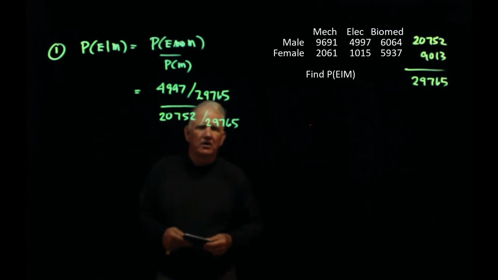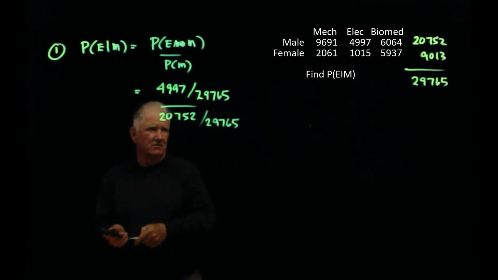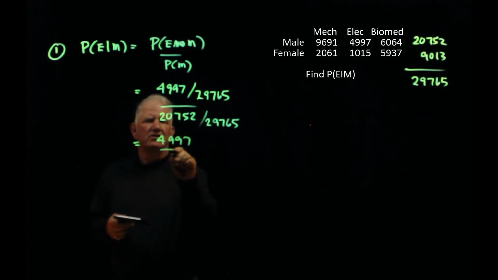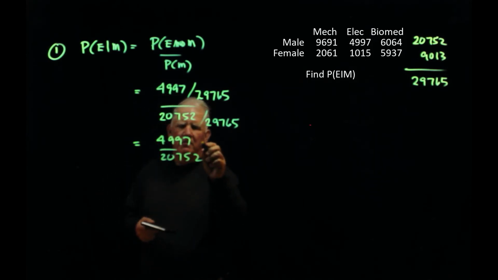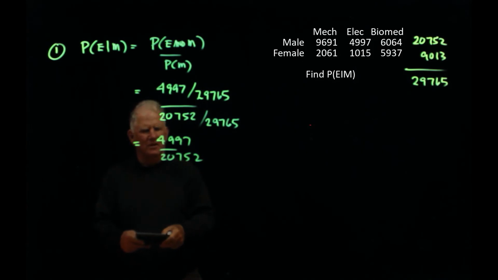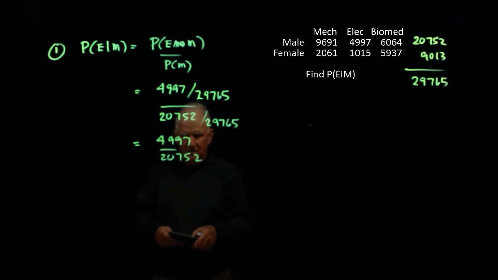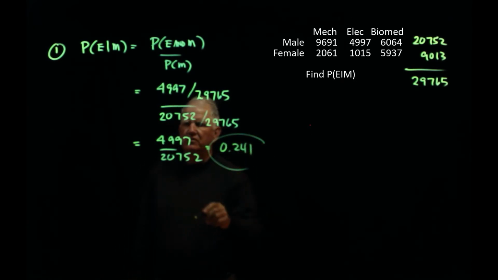For those of you who are comfortable with fractions, you can see that I can multiply the top and bottom of this fraction by 29,765, and I would just end up with 4,997 all over 2,752. I've done that problem, and I'm going to do it again right here. 4,997 divided by 2,752, and sure enough, I get 0.241, which is the answer that you're looking for.